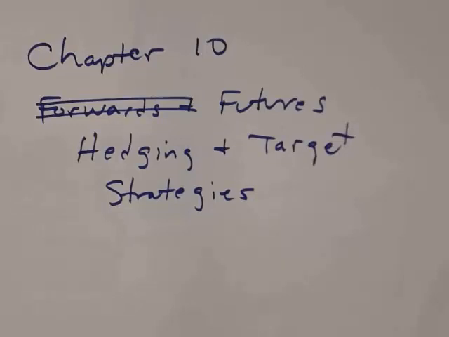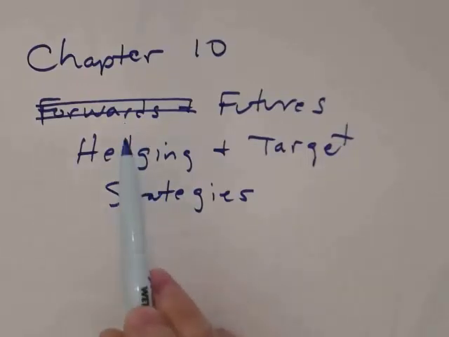This video covers material in Chapter 10 of your textbook, which is entitled Forwards and Futures, Hedging and Target Strategies. And as you can see right off the bat, I've eliminated the forward part of this chapter. We don't really need to deal with forwards, and it just makes for a much simpler discussion to talk about everything in the context of futures contracts.